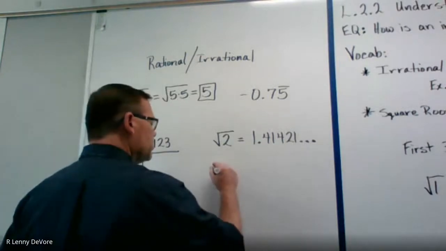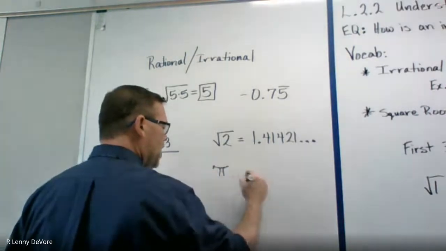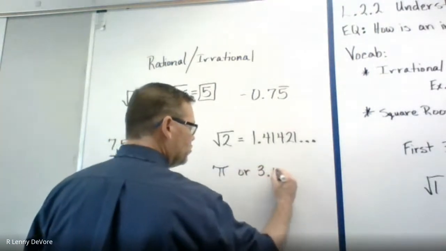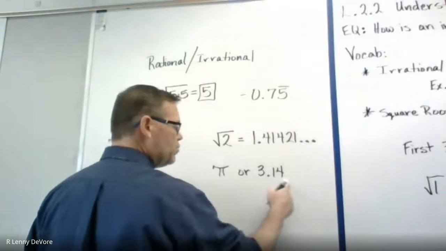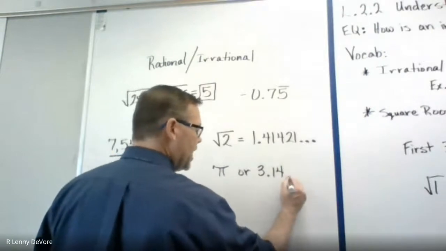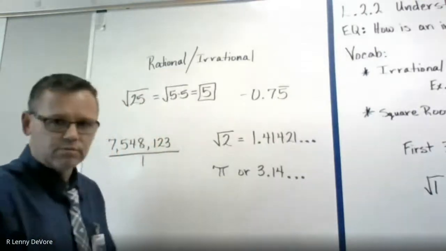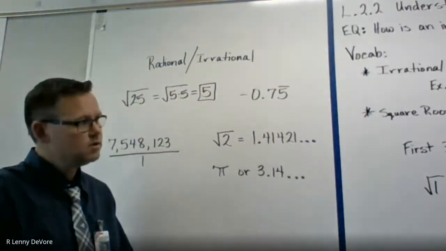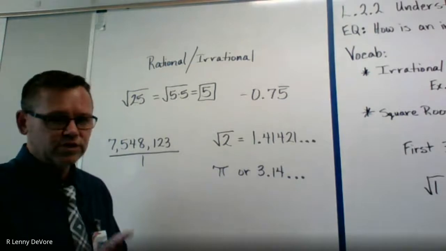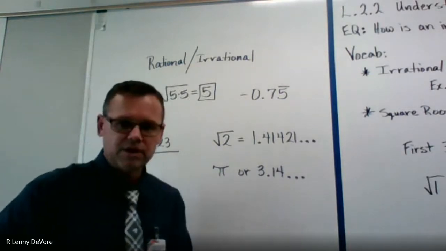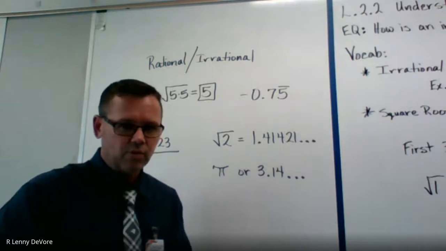Another irrational number that you should be familiar with is pi, or otherwise known as 3.14. Now remember that 3.14 is just an estimate of pi. It actually goes like this. It is also infinite and non-repeating. Okay, guys? Now I have one quiz problem that I think once I give you this hint, it's going to make things a little bit easier. At least I hope it will.